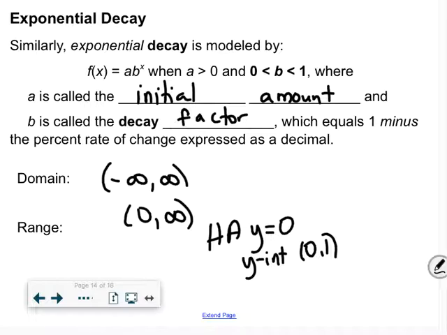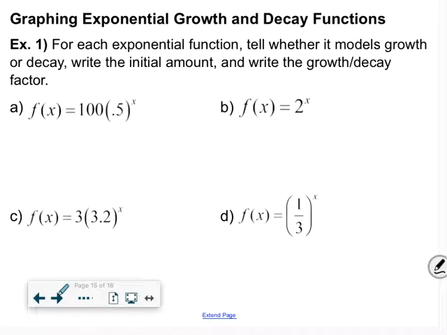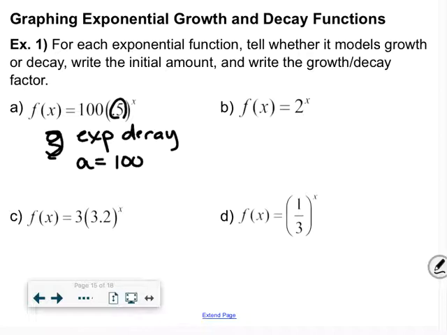All right, graphing exponential growth and decay functions. For each one of these, I'll do letter A with you in case you're a little unsteady here. Is this growth or decay? You look at the B value. The B value is 0.5. Oops. So this is exponential decay. The A value is the initial amount. And the decay factor, the B value, is 0.5. All right, try B, C, and D on your own.